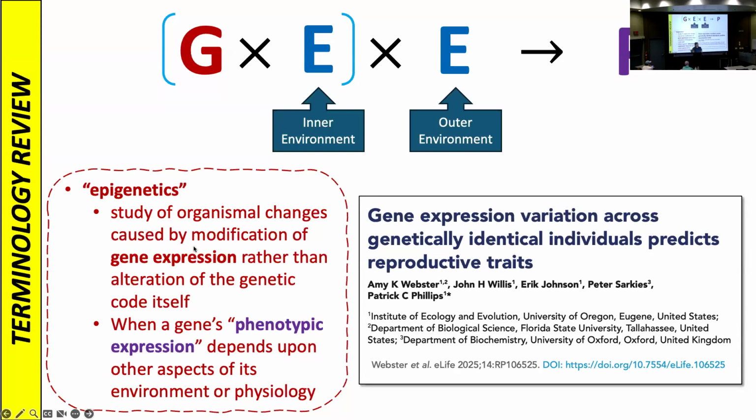That's a mouthful. This is a paper that came out this week, actually. And this title, likewise, might seem like a paradox at first when you read through it: gene expression variation across genetically identical individuals predicts reproductive traits.